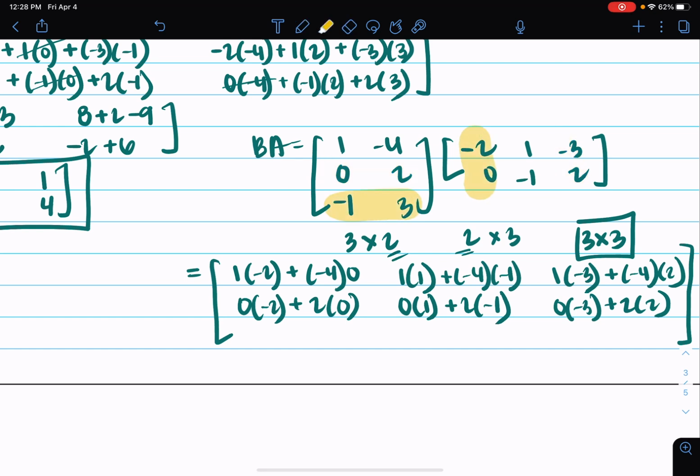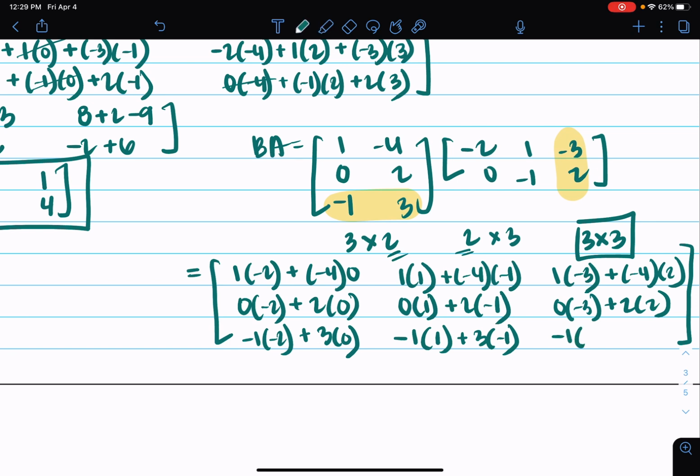Finally, our last row. First number is negative 1 times negative 2. Second number is 3 times 0. Second column. First number is negative 1 times 1. Second number is 3 times negative 1. All right. Let's see. Negative 1 times negative 3 plus 3 times 2.